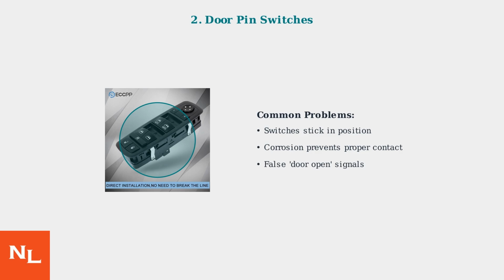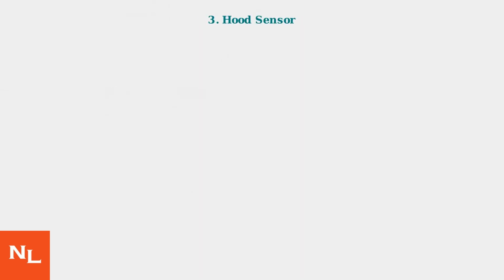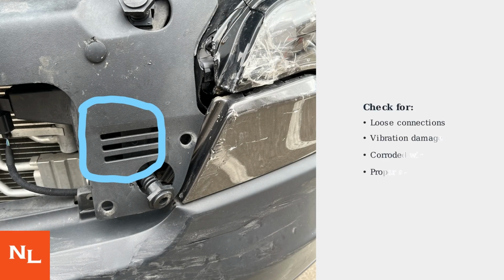These switches can stick or corrode, sending false door open signals that trigger the alarm system. The hood sensor can trigger false alarms due to vibration or loose connections. Check for damaged wiring and ensure all connections are secure and free from corrosion.